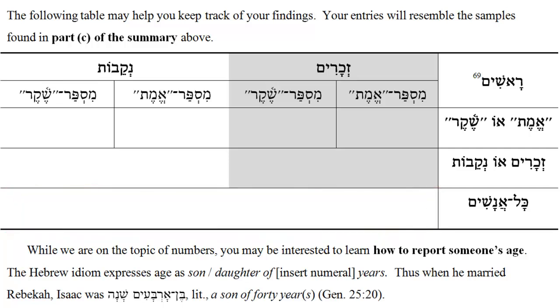Please read over the final paragraph in order to learn the idiom for reporting the age of someone. In order to indicate that someone is 40 years old, for example, as in the case of Isaac's age when he married Rebekah, it's expressed as ben arba'im shana. Now let's turn to the corresponding entry in the appendix to learn a few more numbers.